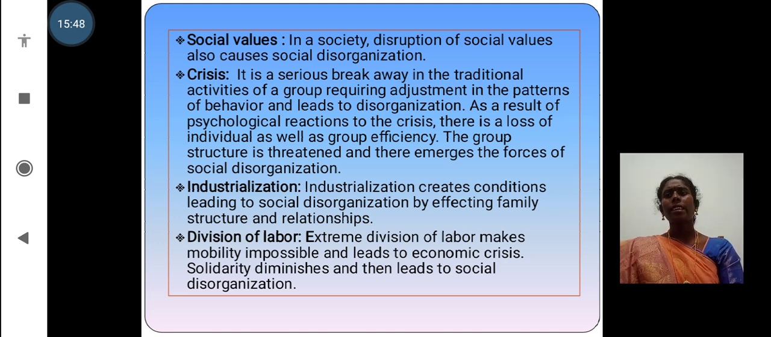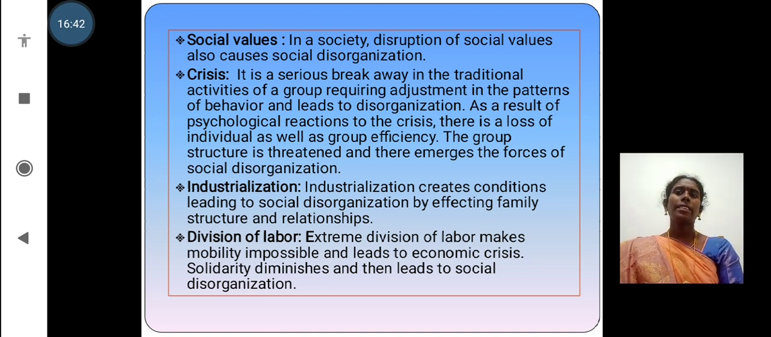Then crisis. It is a serious breakaway in the traditional activities of a group, requiring adjustment in the patterns of behavior, and leads to disorganization. As a result of the psychological reaction to crisis, there is a loss of individual as well as group efficiency. The group structure is threatened and the forces of social disorganization emerge. So crisis is one of the reasons for deviant behavior, because people seeking their achievements or goals make shortcut routes or handle things in another way, showing deviant behavior among the societal people. So crisis is also one of the factors creating a disorganized society.